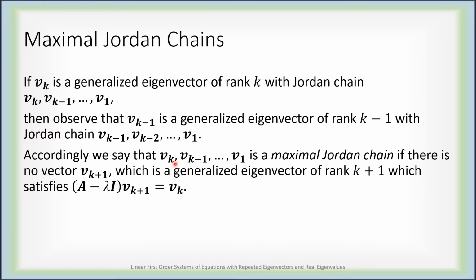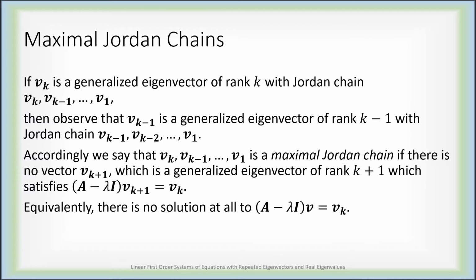So we're going to say that a Jordan chain is a maximal Jordan chain if there is no possible vector v sub k plus 1, which would generate this as the next step of its Jordan chain. In other words, there is no solution to A minus lambda I times v sub k plus 1 equals vk. This would correspond to having a Jordan chain that can't possibly be made any longer. So we call it a maximal Jordan chain. Equivalently, this is to say there is no solution at all to A minus lambda I times any arbitrary vector v equals vk.